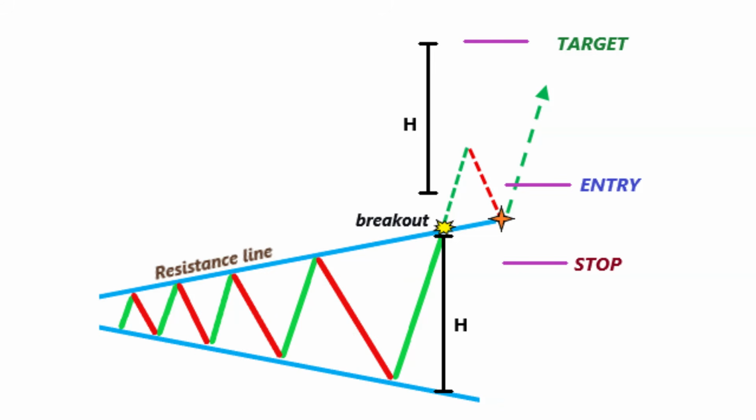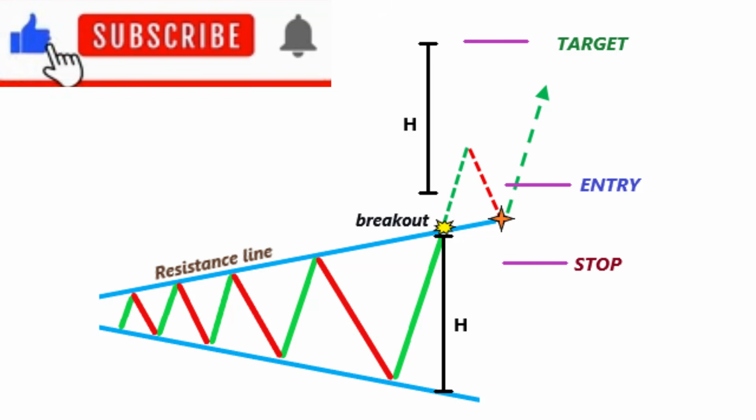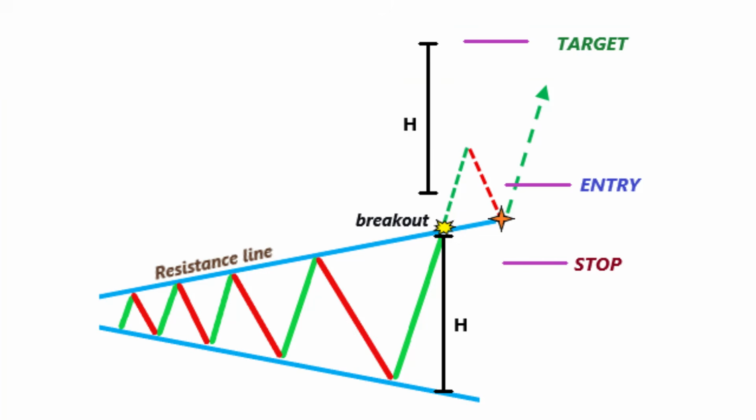Stop-loss placement is very straightforward. The stop usually goes slightly below the broken resistance line. This way, if price unexpectedly moves back inside the formation, risk stays controlled. Target calculation relies on the height of the pattern. Measure the distance between the highest high and the lowest low at the widest part of the structure. Add this distance to the bullish breakout point. This approach defines the target in a logical and measurable way.